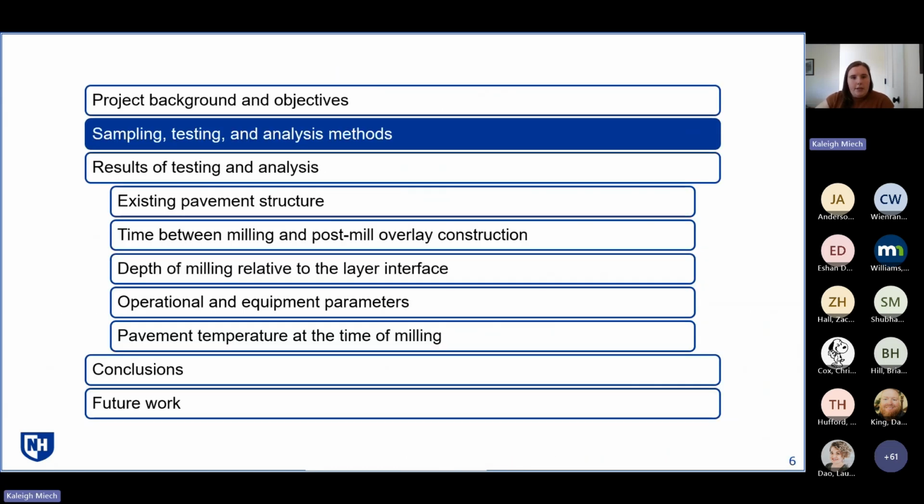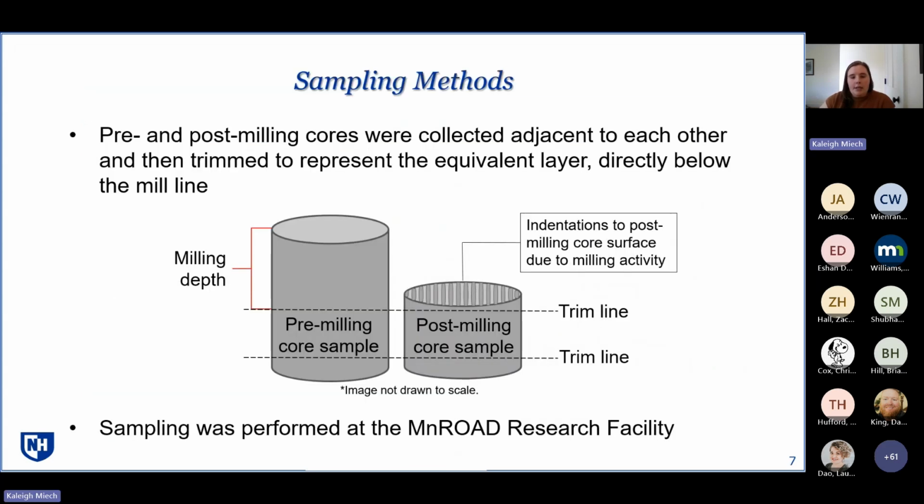So now I'm going to begin discussing the sampling, testing, and analysis methods that we conducted in this project. So like I said, the overall objective was to determine how milling parameters impact the asphalt layer that remains directly below the mill line. So to conduct this study, we collected pre-milling cores, milled the surface of the pavement, then collected post-milling cores. We then transported the cores back to the laboratory and trimmed them to represent the equivalent layer of pavement directly below the mill line. And then we evaluated the pre and post milling cores in the lab for different mechanical and physical properties. We collected all of the cores from the MnROAD Research Facility as well.